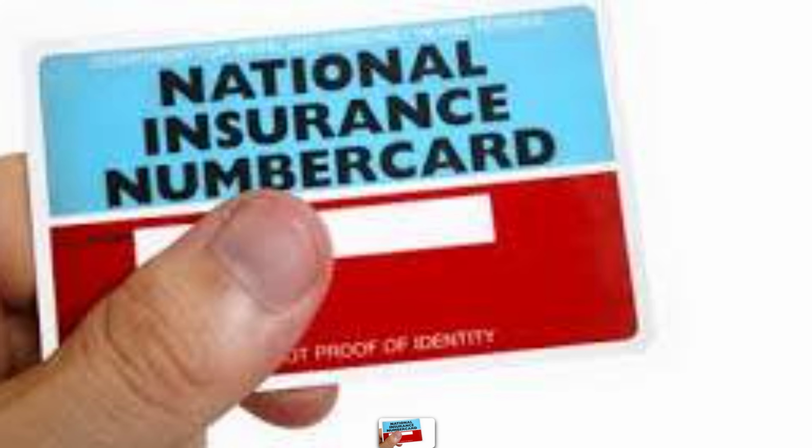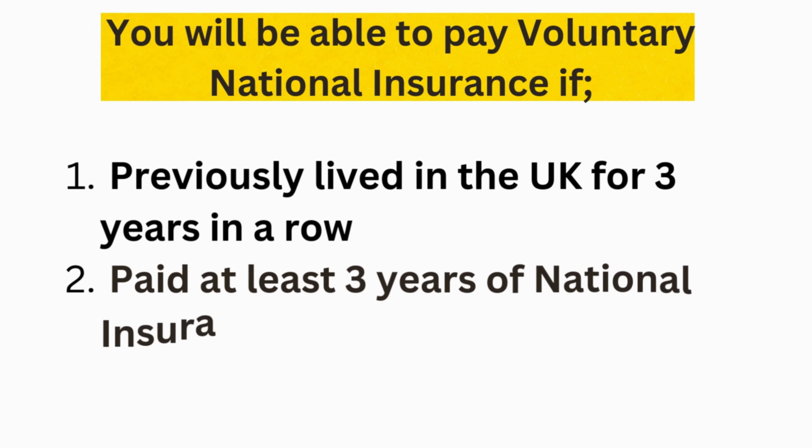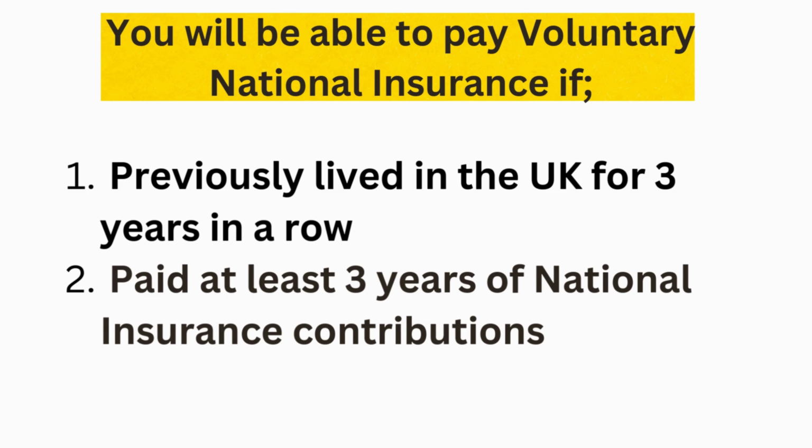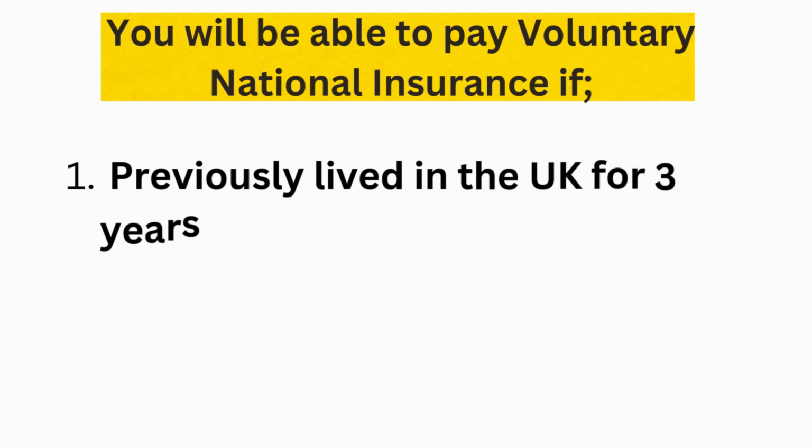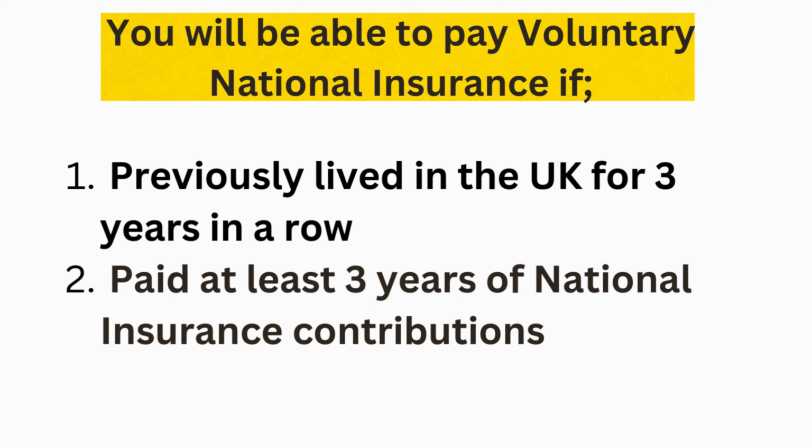The second thing you need to ensure you have in place is checking if you will be able to continue to make voluntary national insurance contributions. You will be able to make voluntary national insurance contributions as long as either of these apply to you. That is, if you have previously lived in the UK for 3 years in a row, or paid contributions or had Class 2 contributions treated as having been paid for at least 3 years.